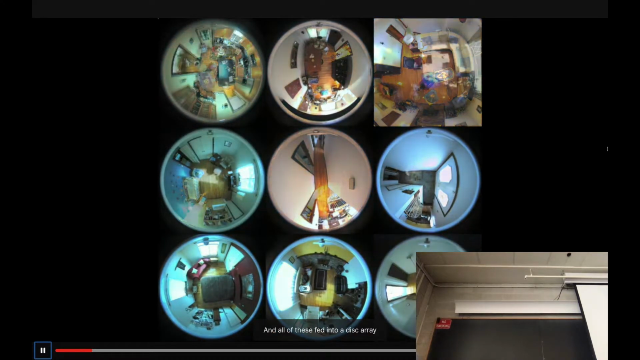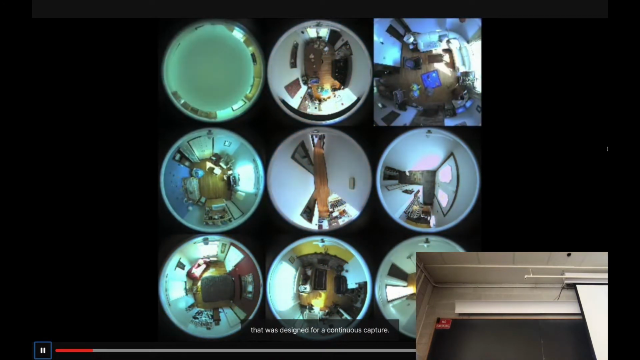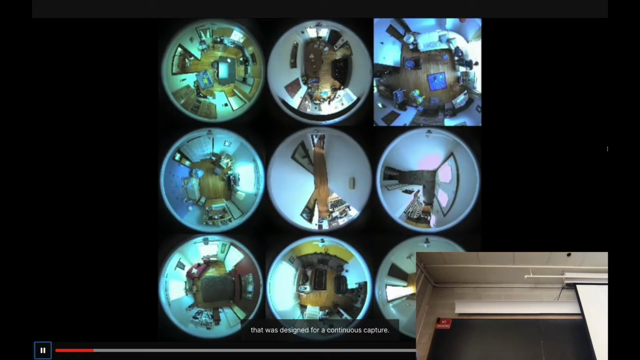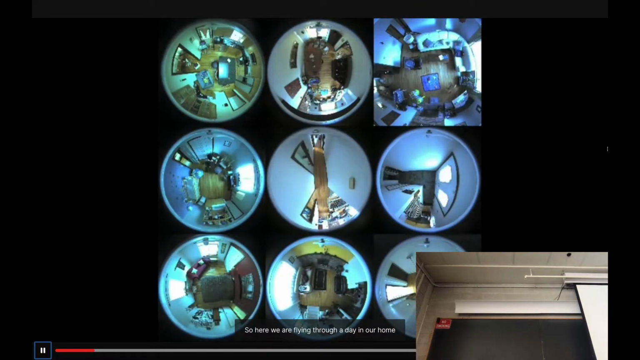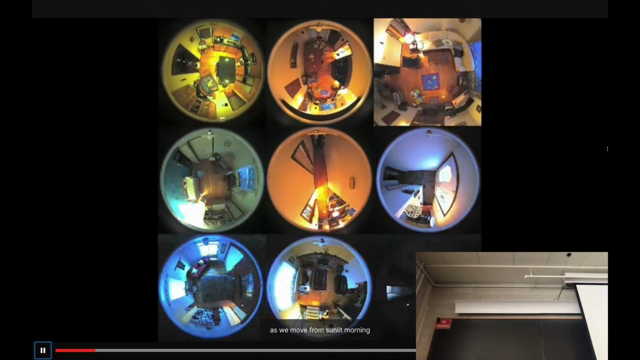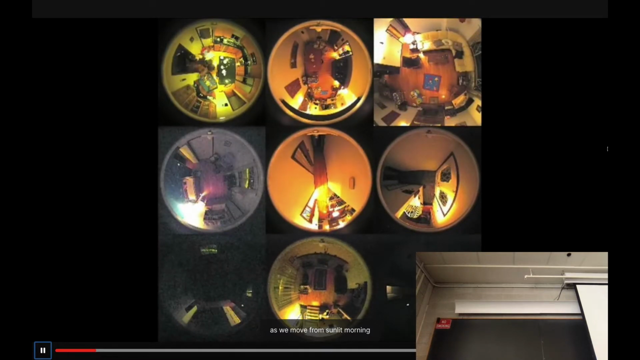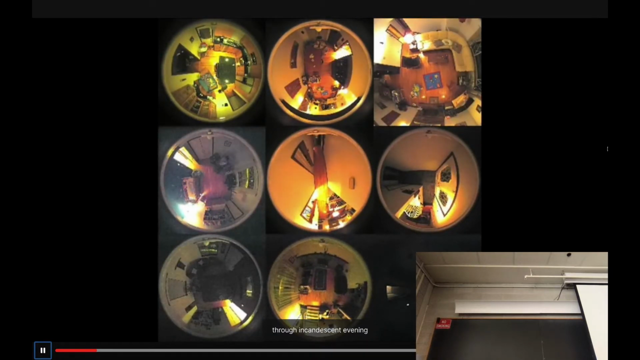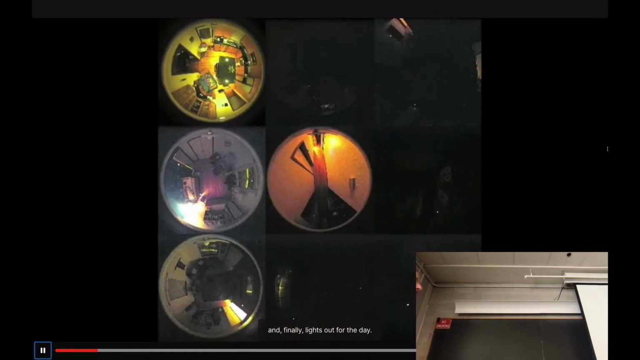And all of these fed into a disk array that was designed for continuous capture. So here we are flying through a day in our home as we move from sunlit morning through incandescent evening, and finally lights out for the day.